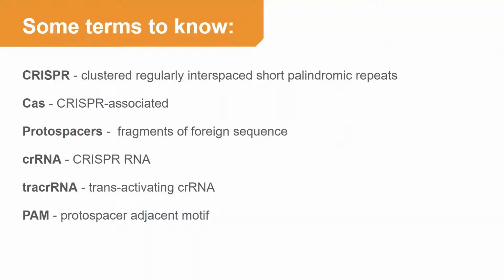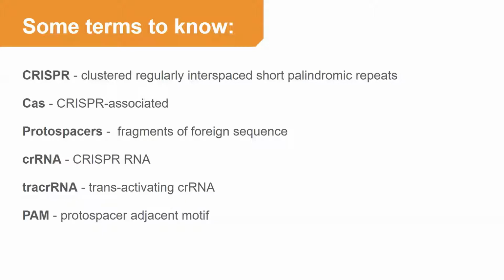The first is CRISPR, which stands for Clustered Regularly Interspaced Short Palindromic Repeats. The second is Cas, which simply stands for CRISPR associated. And the CRISPR-Cas system is a system that the authors were primarily interested in, which I'll explain in more detail later. Protospacers are fragments of foreign sequence, typically from invading viruses or plasmids.